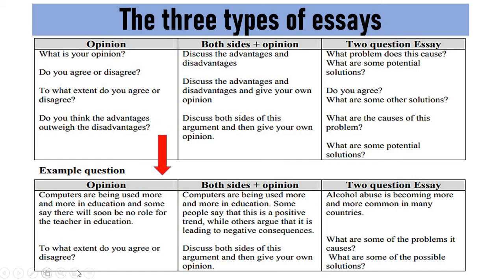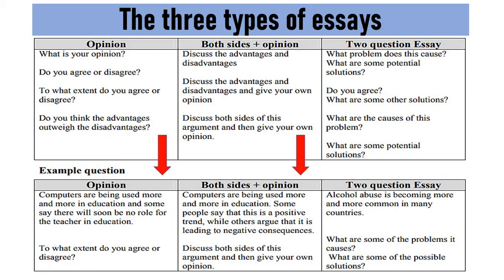So here's an example. This is the topic. It's all about computers. And here is the question. Again, topic and question. Next, we have both sides. Some samples: this is the topic and this is the question. Discuss both sides of this argument and then give your own opinion. So both sides plus opinion.